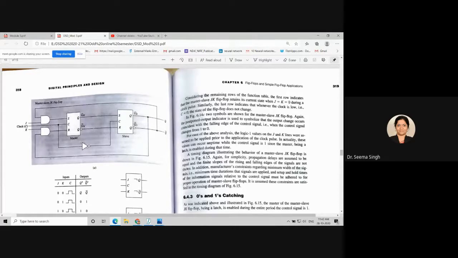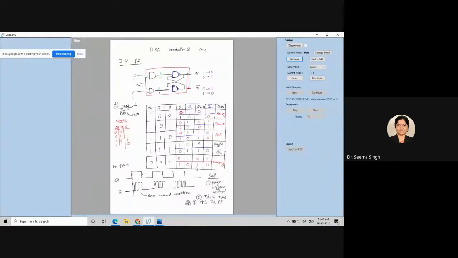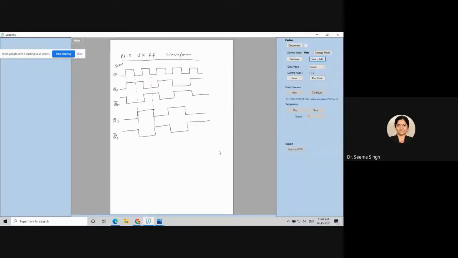Is this part clear? How I am helping out with this toggling? How this toggling is not happening because this feedback is being stopped from the slave part. So this toggling does not happen. So that is our third solution with respect to the toggling problem. So there are three solutions. One of the solutions is the most common solution, that is the master slave JK flip flop. So this is about your JK flip flop, toggling problem, race around problem, and solution. Yes, is it clear?